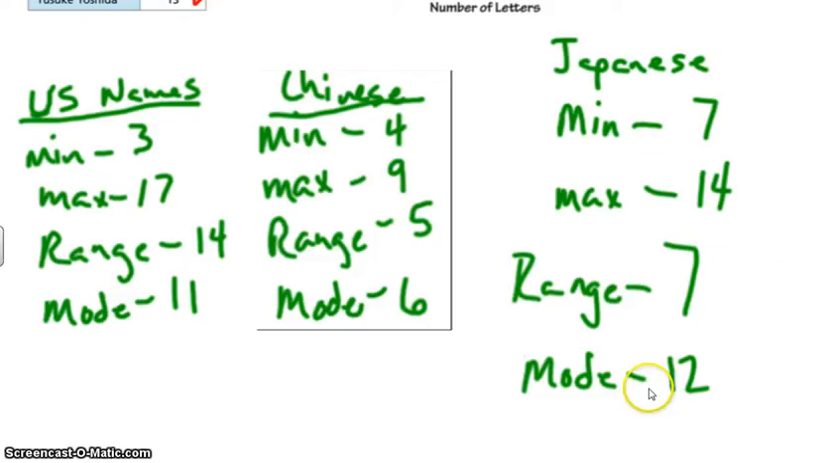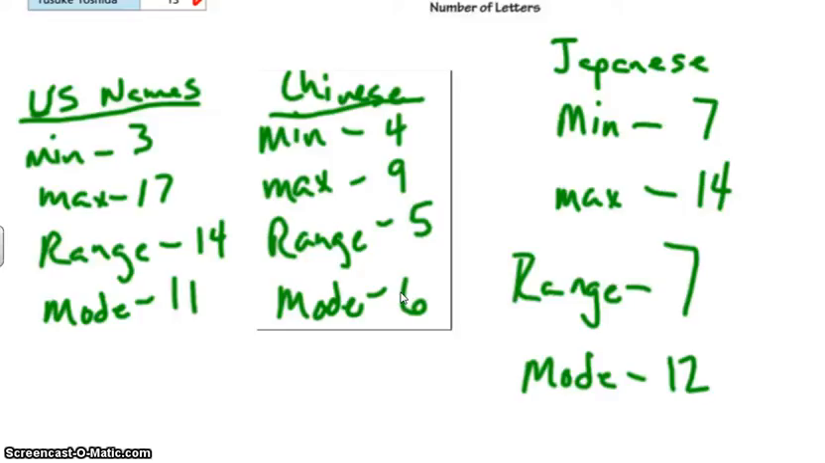We can also tell that with the mode, the number that occurs the most, more often than not, Japanese students could have 12 letters. That tells us, out of those 20 students, that we had a mode of 12. So 12 is a very common occurrence. Where the Chinese, the number that occurred the most often was 6. So 6 letters was the most frequent. And for the United States, the number that occurred the most, or was the most frequent, was 11.